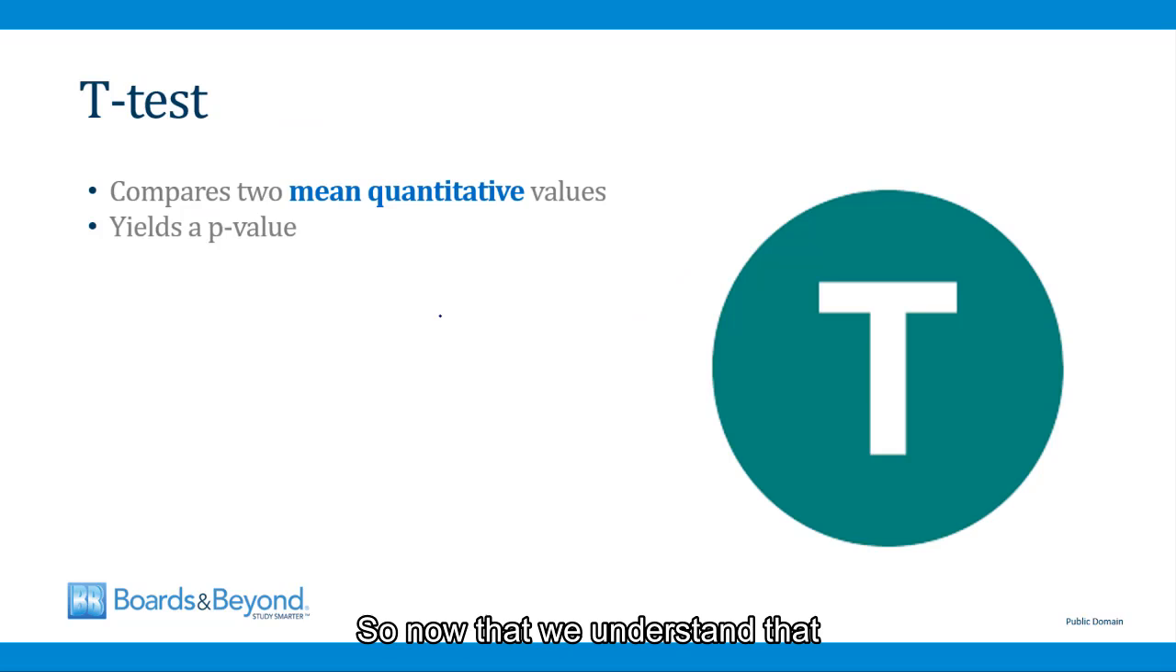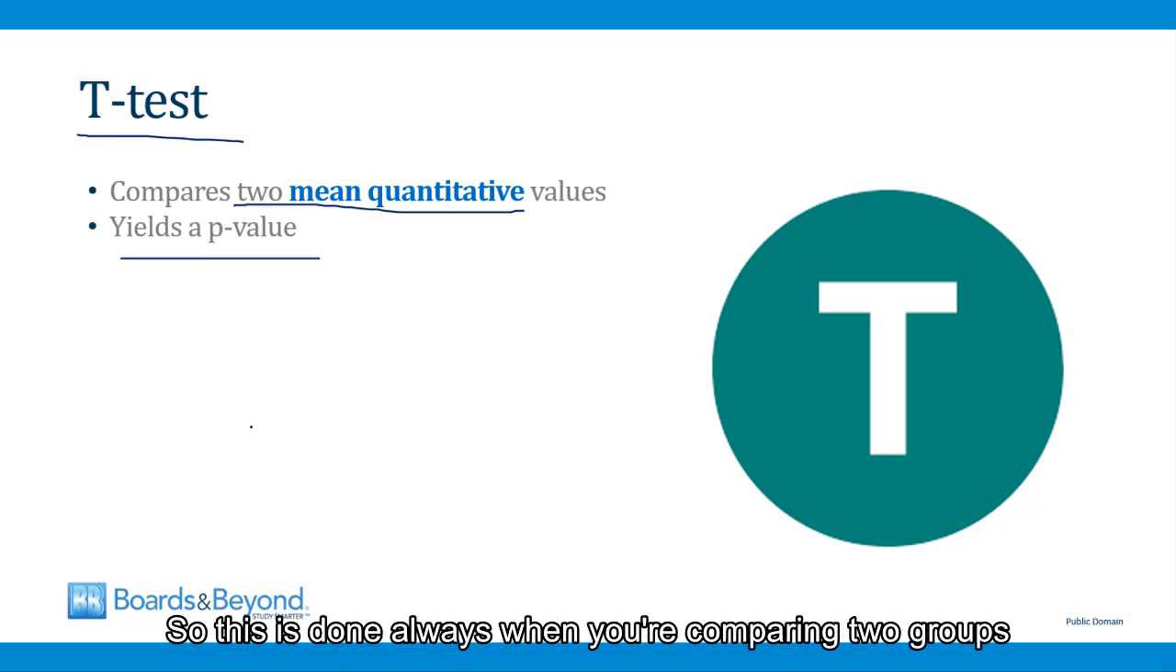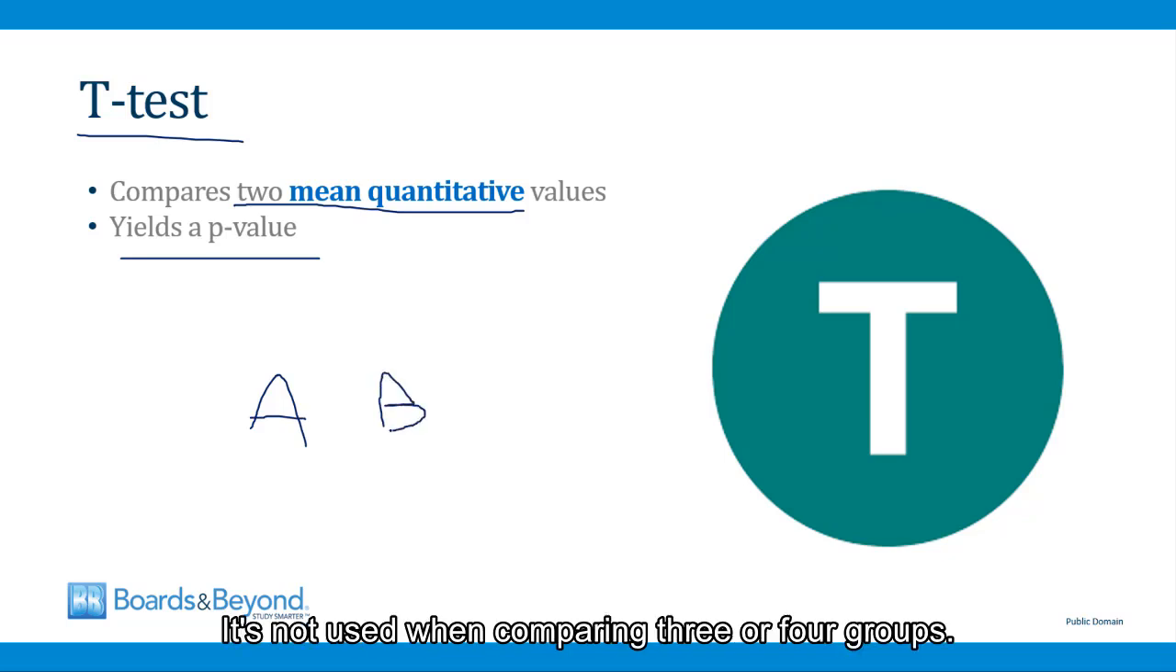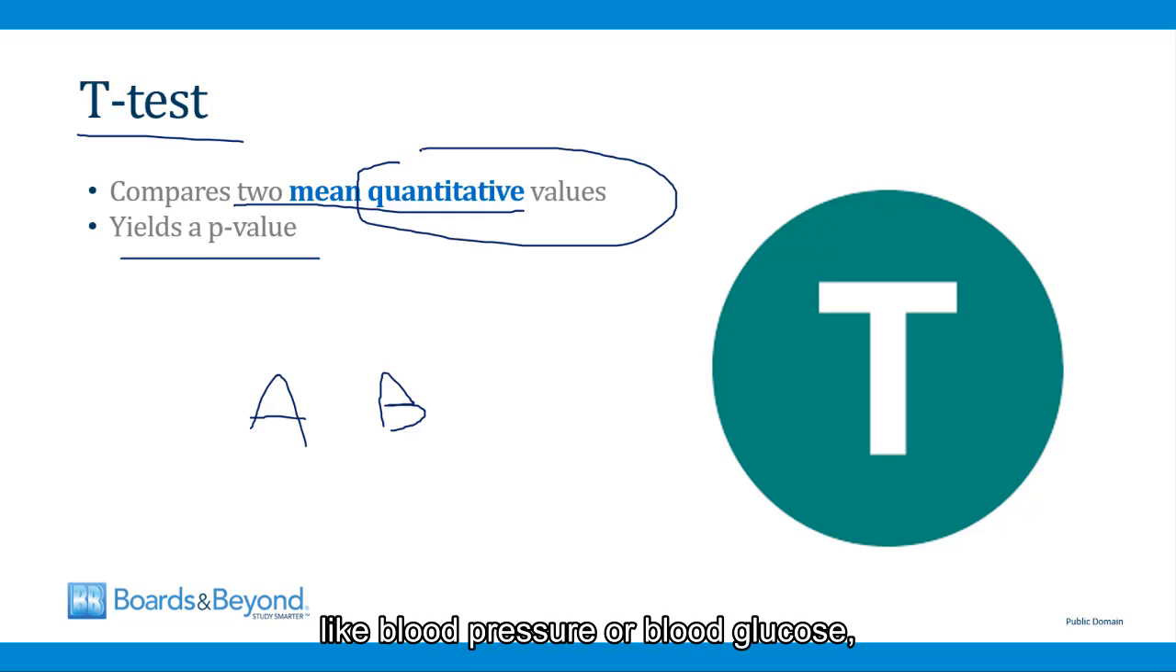So now that we understand that, we can talk about the specific tests that are used to determine a p-value for data in a clinical study, and we'll start with the t-test. The t-test is used to compare two mean quantitative variables. It will yield a p-value. So this is done always when you're comparing two groups, like group A to group B. It's not used when comparing 3 or 4 groups. And the comparison has to involve quantitative values like blood pressure or blood glucose. It can't involve categorical values.